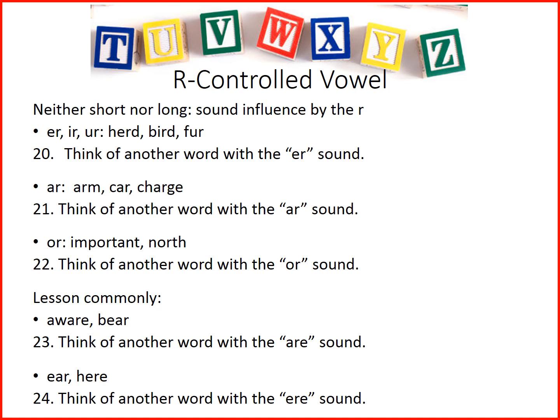Less commonly, we have the air R-controlled vowel sound, as in aware and bear. So for number 23, pause the video and think of another word with the air sound. Another less common R-controlled vowel sound is ear, as in ear and hear. So for number 24, pause the video and think of another word with the ear sound.